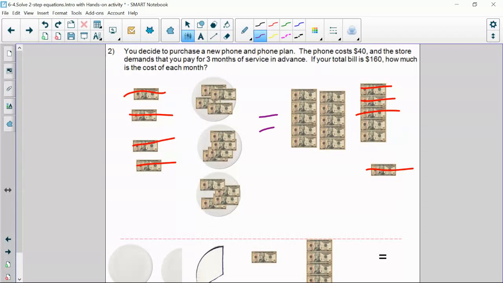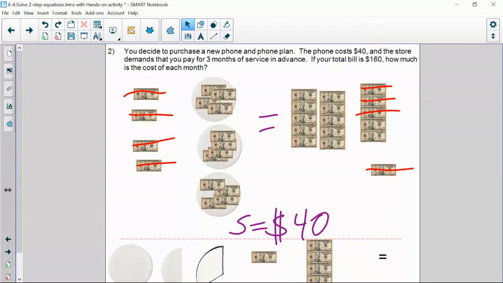So how much is it per month? It is $40. So we'd say 1 month of service is then $40. Okay, so remember, we got to keep it balanced. So if I take some 10s away from the left side, I have to take some 10s away from the other side, just as if we were only adding or subtracting in a one-step equation.